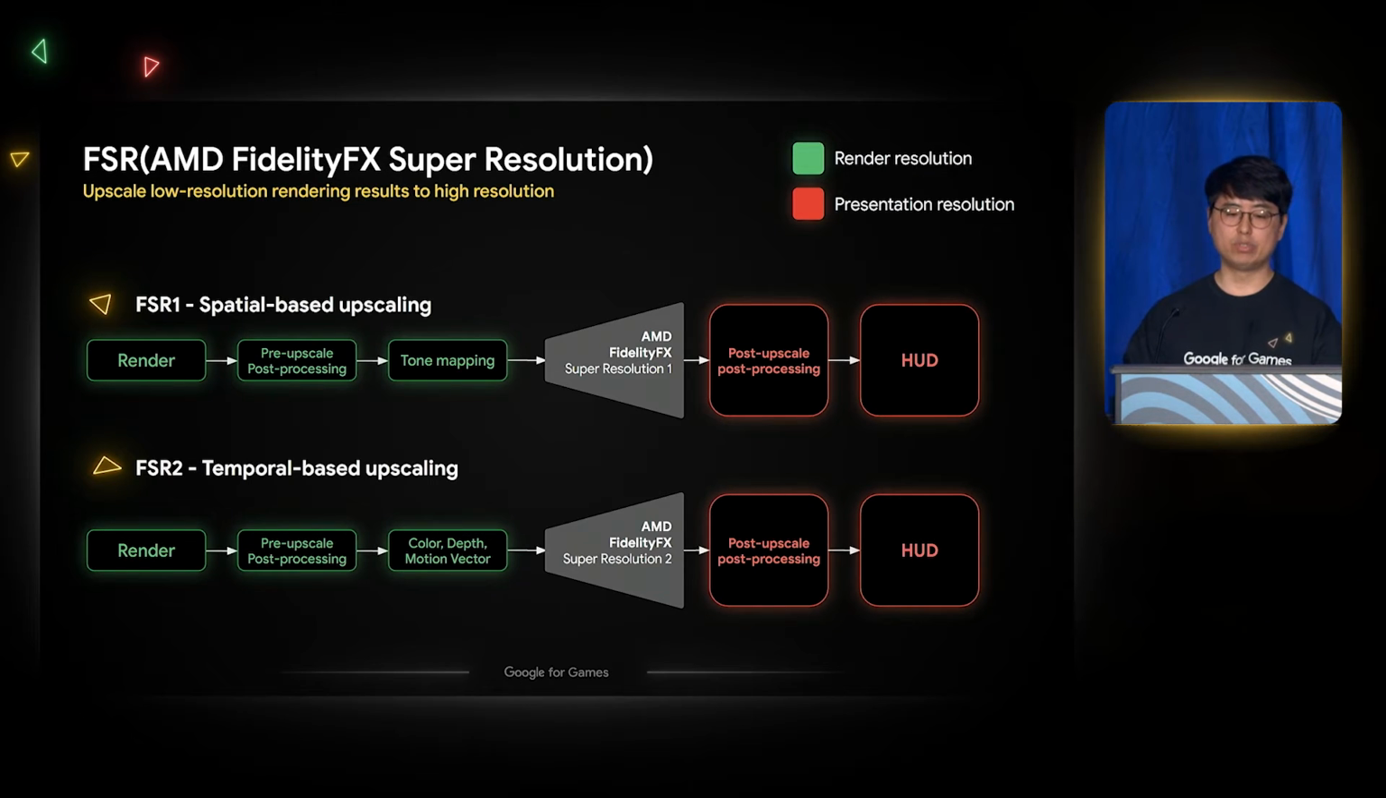FSR1 can be used on any Vulkan device. Your flagship device will be able to run FSR2. FSR2 adds temporal-based anti-aliasing and upscaling, which require more information compared with FSR1. It needs color, depth, and motion vector input. So upscaling quality is better in FSR2.